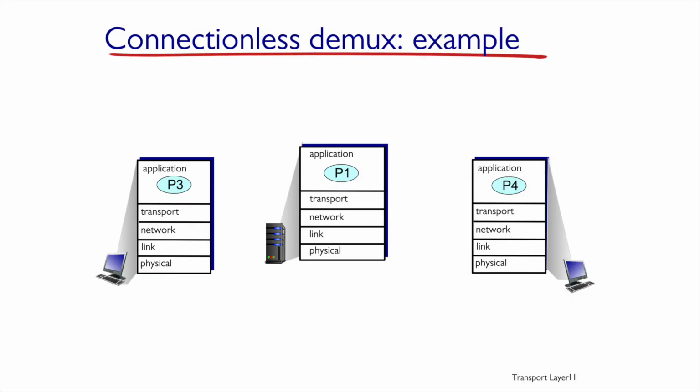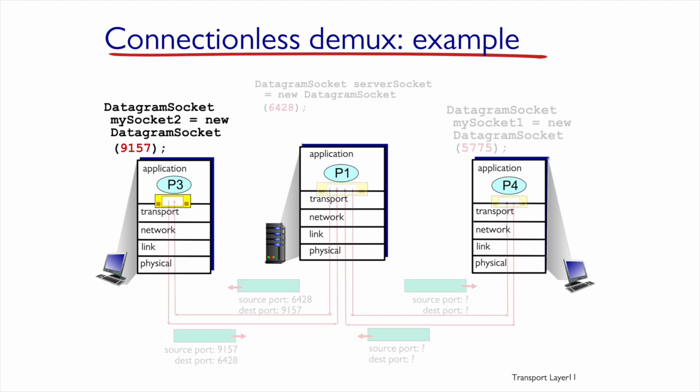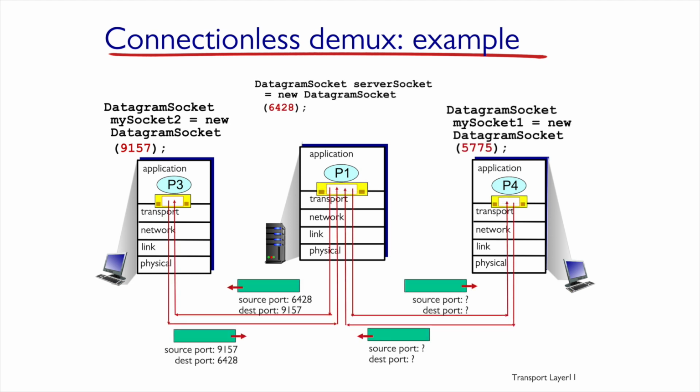Let's see a specific example of a connectionless UDP case. So we have here 3 processes. Process P3, located in one host, listening to port 9157. Process P1, listening to port 6428. And process P4, listening to port 5775. If now process P4 sends a message to process P1, what should the source port and the destination port be?